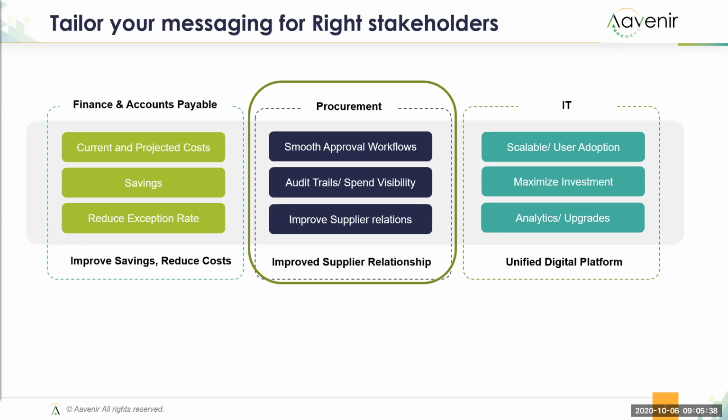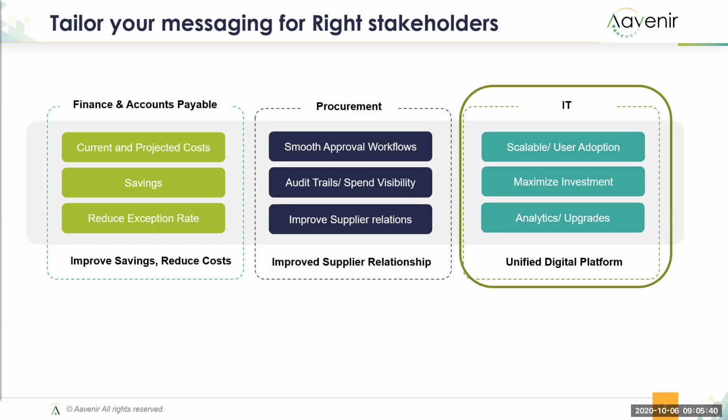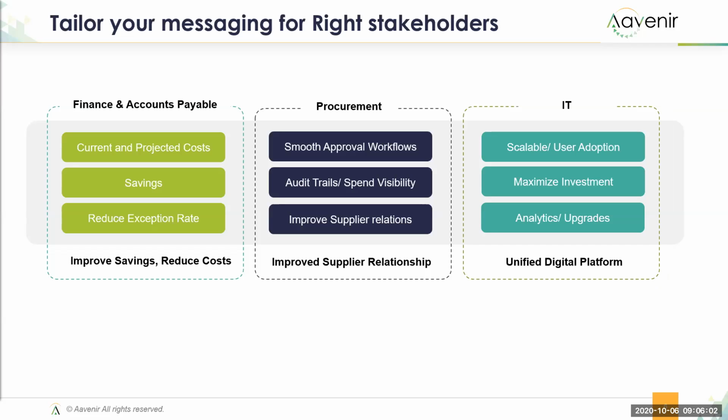Now, finally, when you reach out to IT, they're going to ask what the solution will look like in future, or how the solution will be compliant with IT policies. So you need to put that message across, and you need to ensure that the solution can be scalable and it maximizes the investment. And eventually, that AP automation fits into the IT strategy of achieving a unified digital platform.